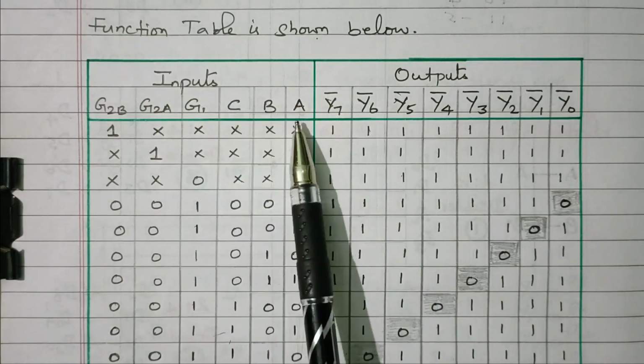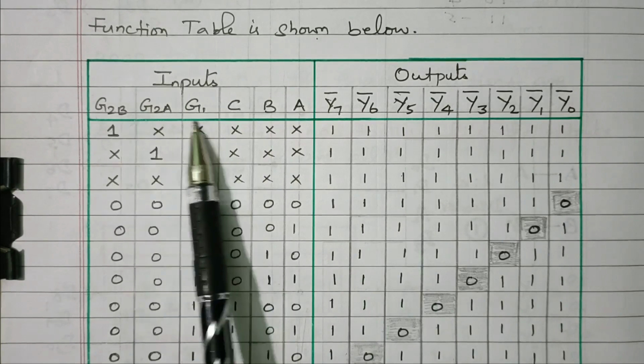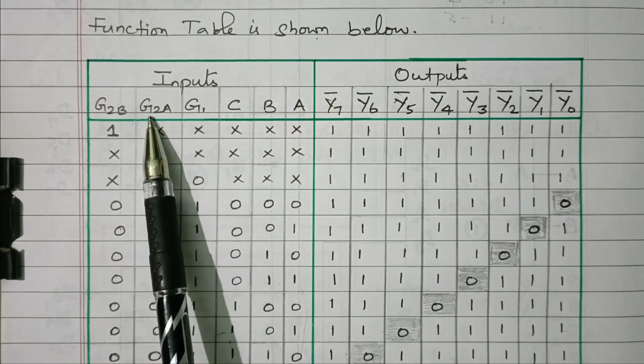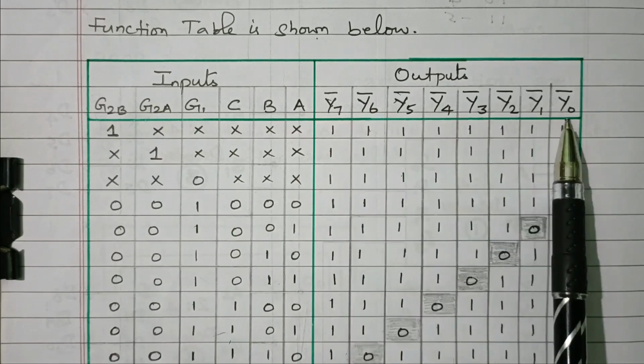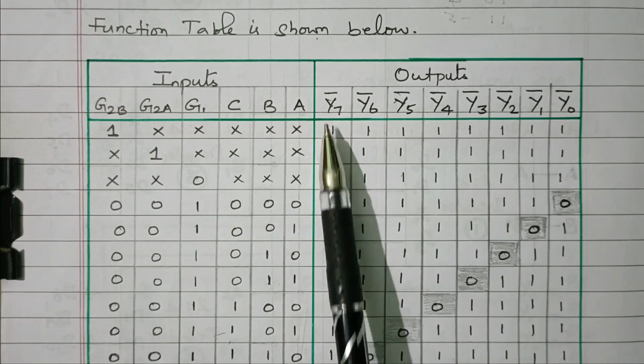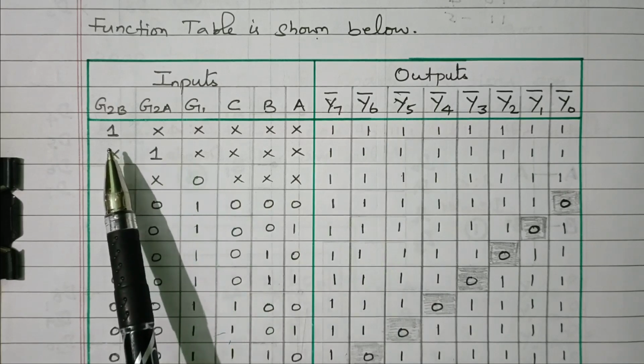The inputs are A, B, C, three inputs, and three enable inputs are available: G1, G2A, G2B, and 8 outputs, Y0 bar to Y7 bar, all of which are inverted. Right. Now we'll see the enable inputs.